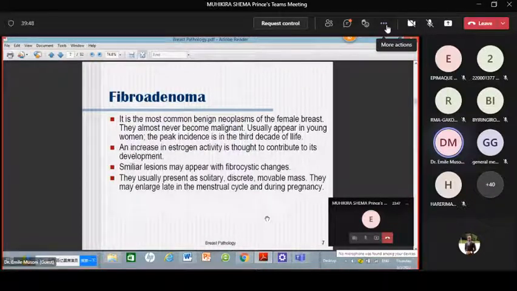They say it is caused by an increase in estrogen activity, which contributes to the proliferation of gland and fibrous tissue. A similar lesion may appear as fibrocytic changes, like a fibroadenoma with cystic changes. Physically, fibroadenomas are mobile, irregular, and non-tender.